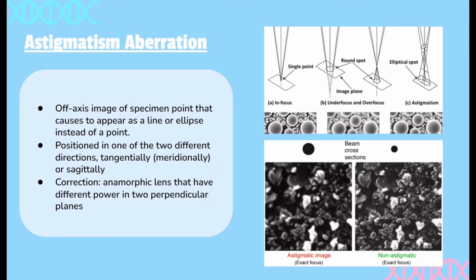To correct astigmatism, an anamorphic lens that has different power in two perpendicular planes is used.